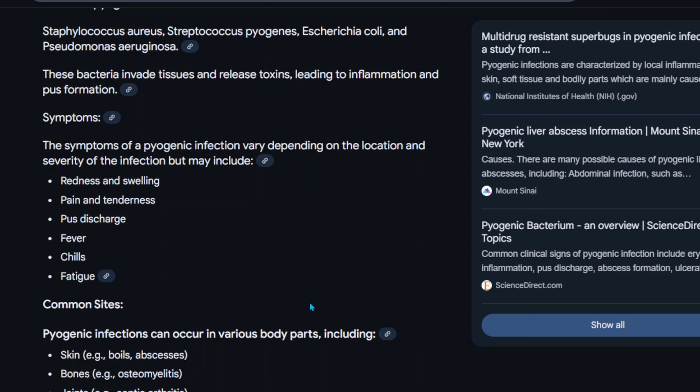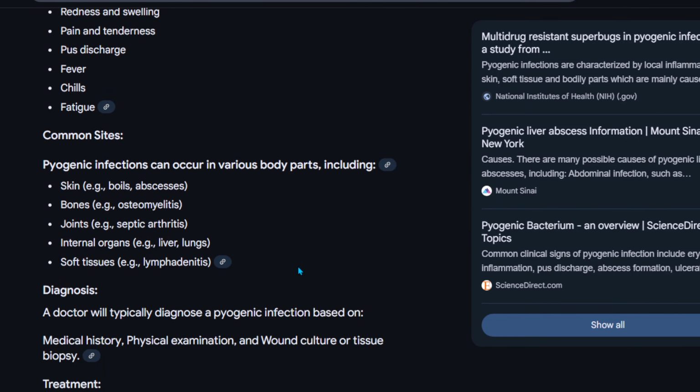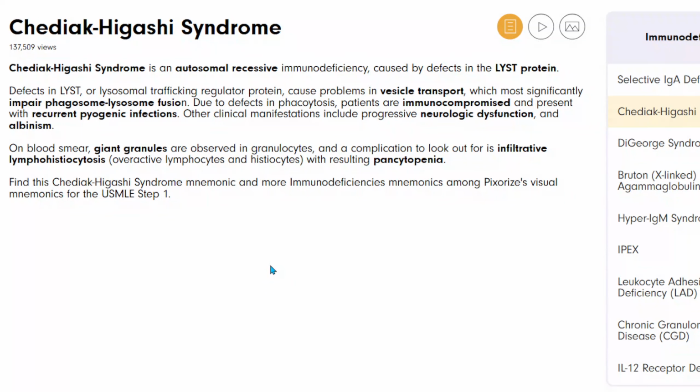Symptoms of pyogenic infections are fatigue, chills, fever, pus discharge, pain and tenderness, redness, swelling. This is pyogenic infection. So, recurrent pyogenic infections. Other clinical manifestations include progressive neurologic dysfunction and albinism. Remember, the melanin cannot travel to the end where it is going to do its function because the transport protein is not working. That is why they produce albinism.